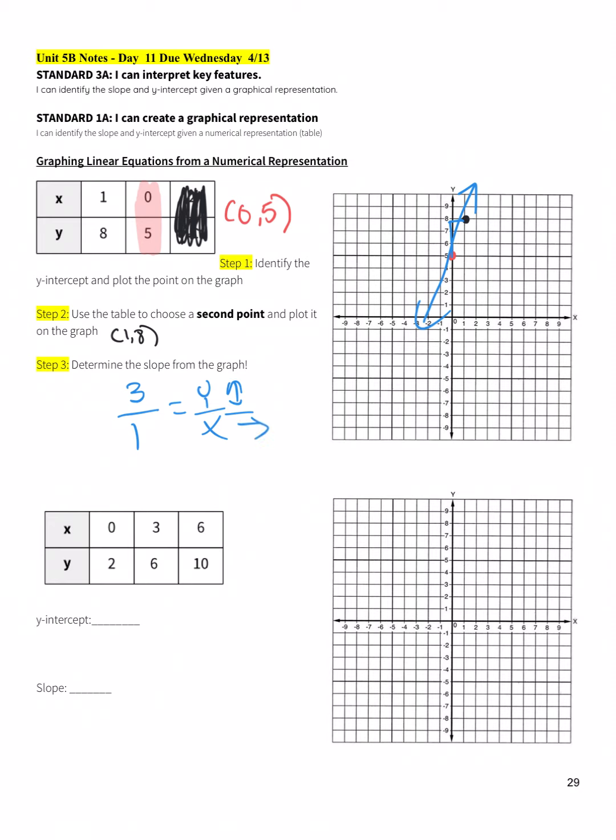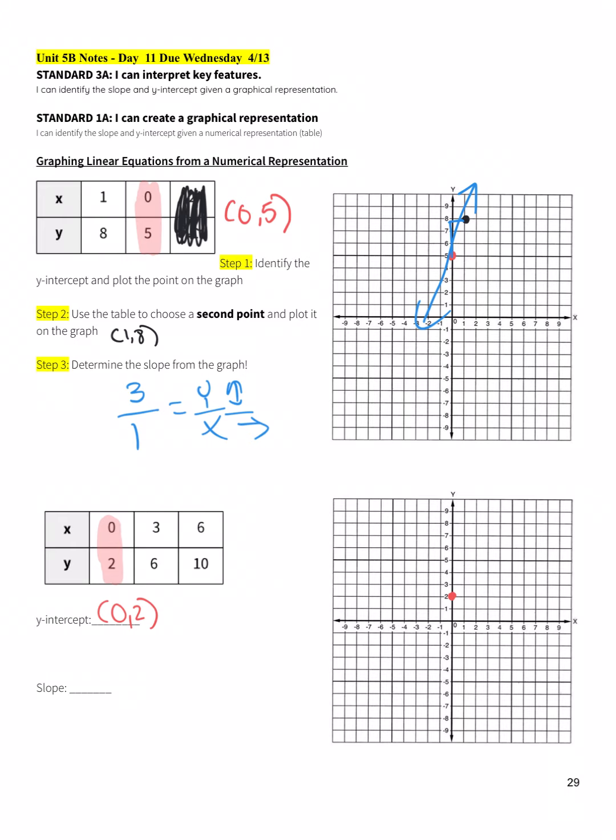All right, let's look at one more. My first step is to identify the y-intercept. The y-intercept is when x is 0. X is 0 here, so my y-intercept is 2. 0, 2. Now that I've identified my y-intercept, I'm going to go ahead and put that on the graph right there.